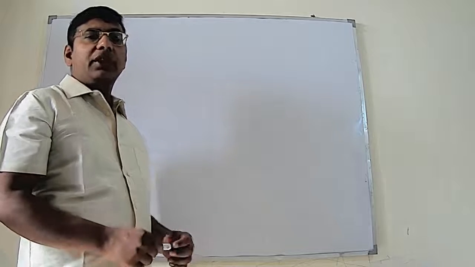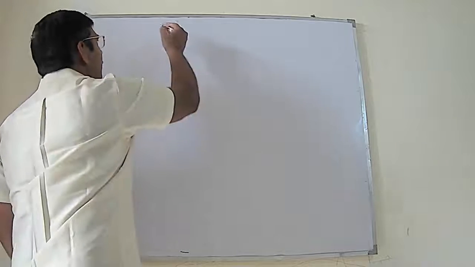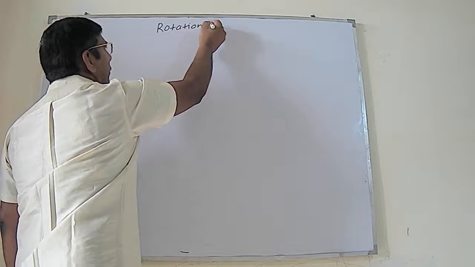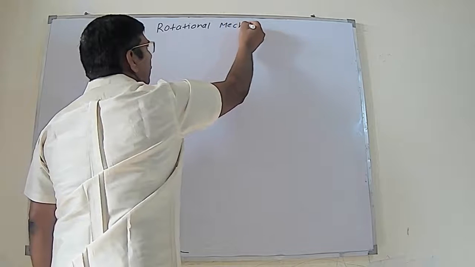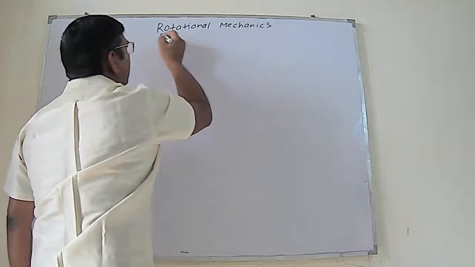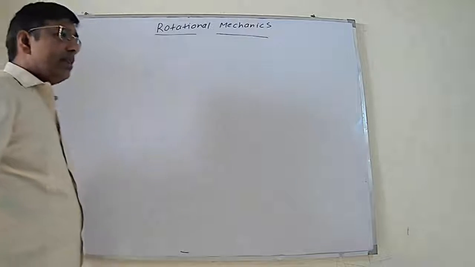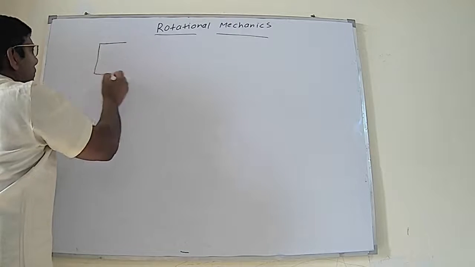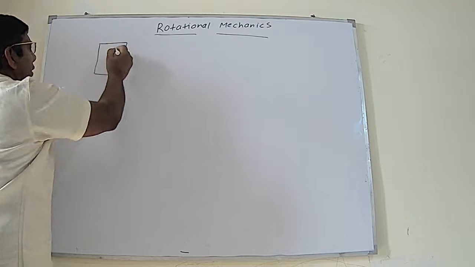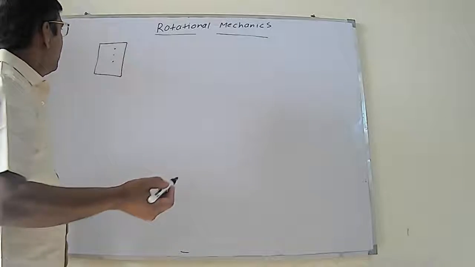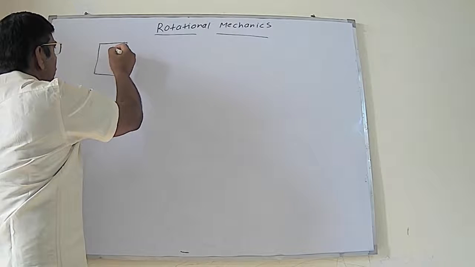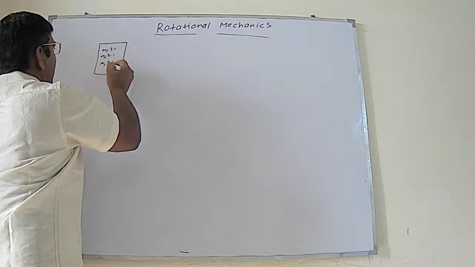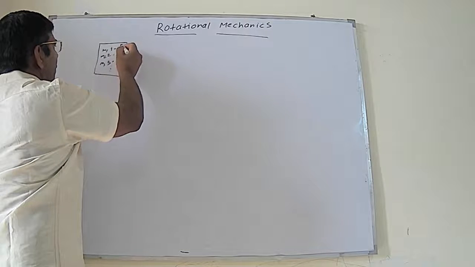So today our topic is rotational mechanics. Suppose we have a block. Here we are taking a block like this, and it is obviously made of so many particles. So it is 1, 2, 3, and corresponding masses m1, m2, m3, like that. Each one has velocity v, right?